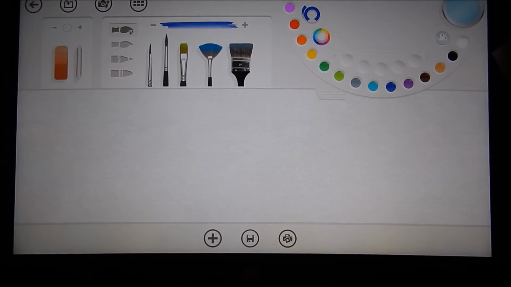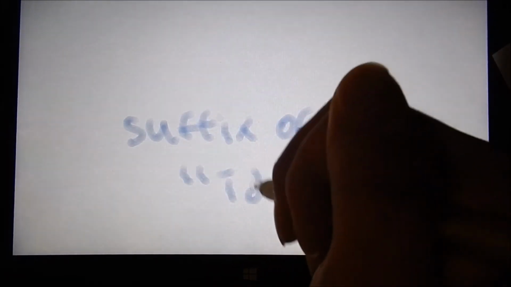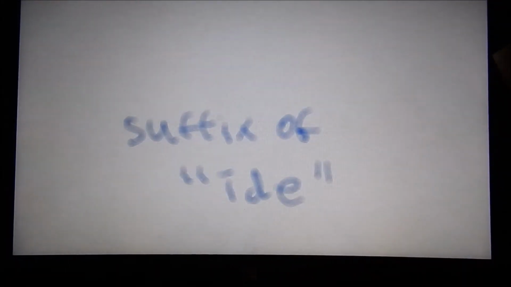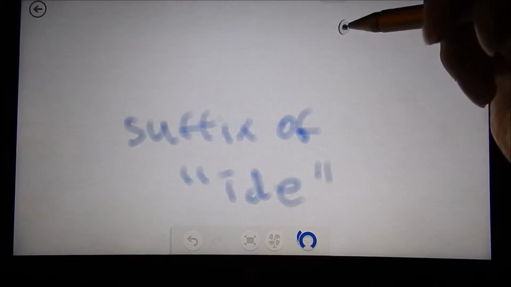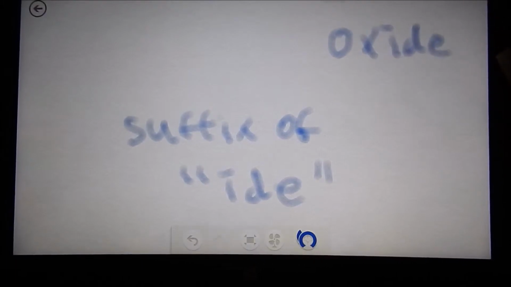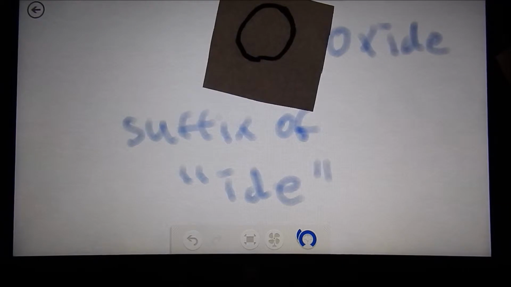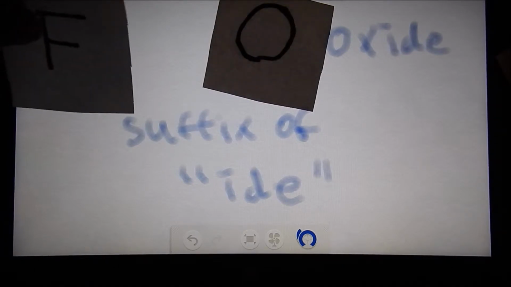For the second element, there is also a suffix. The suffix "ide" is attached to the second element, like oxide for oxygen and fluoride for fluorine.